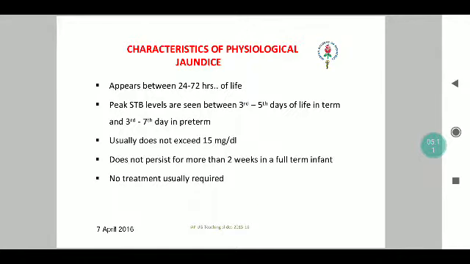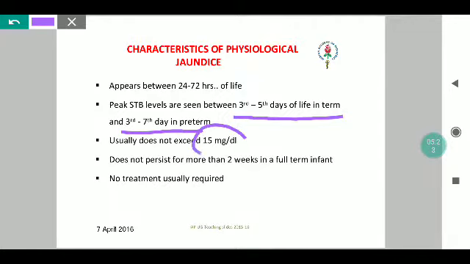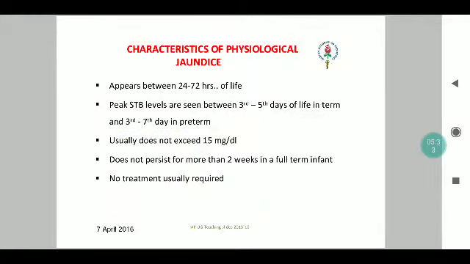The peak serum bilirubin levels are seen between the third and the fifth day of life in term neonates. I am repeating this: between day 3 and day 5 in term neonates and day 3 and day 7 in preterm neonates, and generally does not exceed 15 mg per deciliter. Apart from this, it does not persist for more than 2 weeks in a full-term infant, and generally treatment is not required. It spontaneously settles on its own.